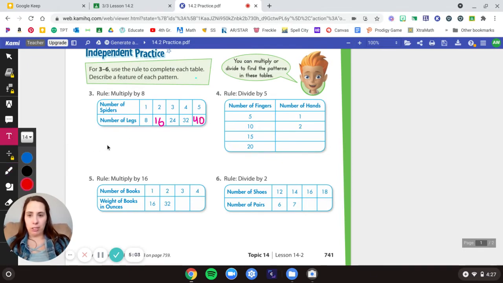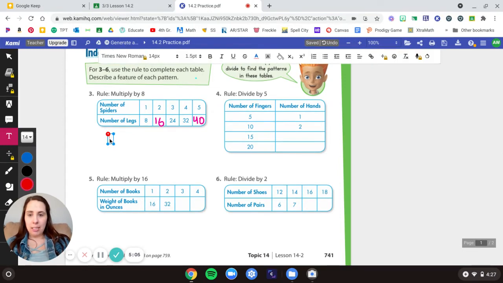A feature you might have said is the number of spiders increases by 1. You might have also said the number of legs are all even. Did you catch that? It's always going to have an even number of legs.